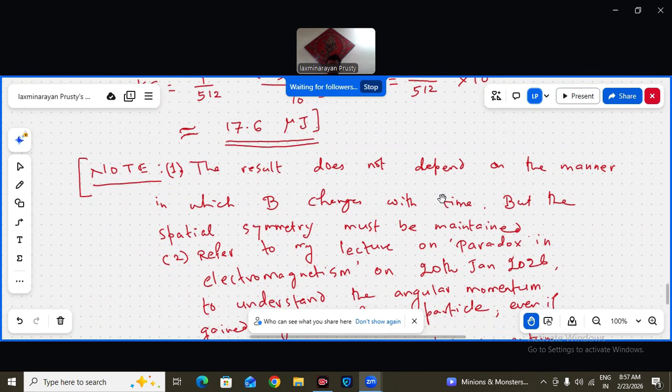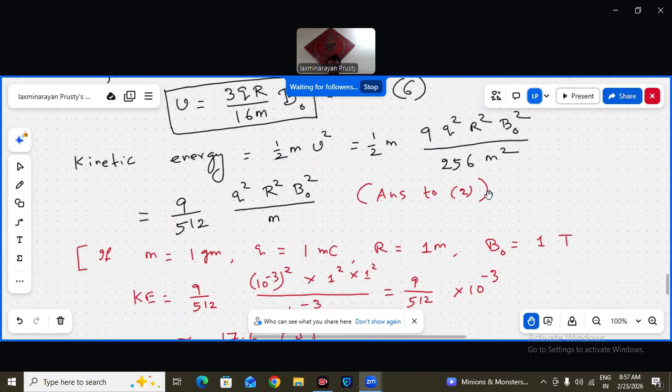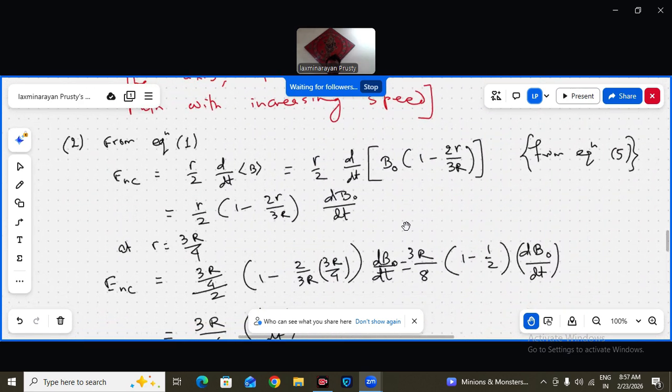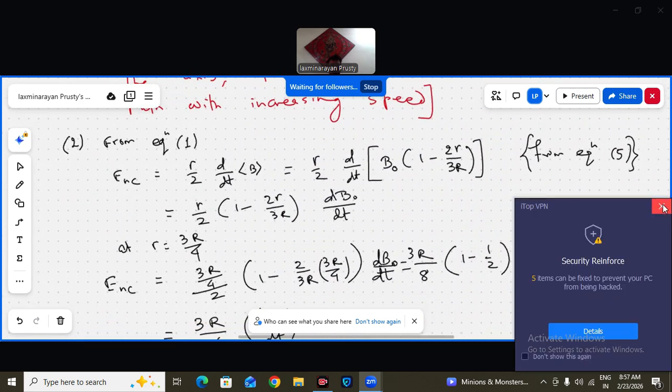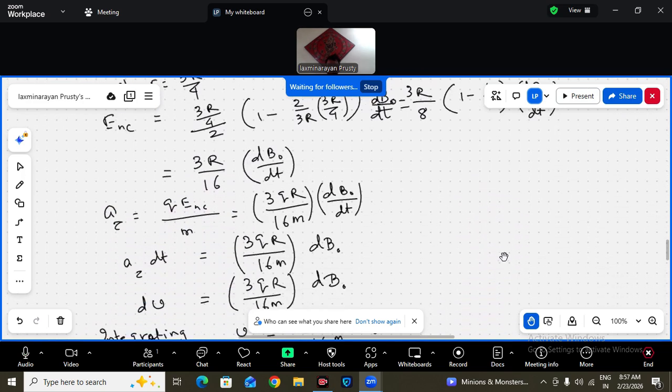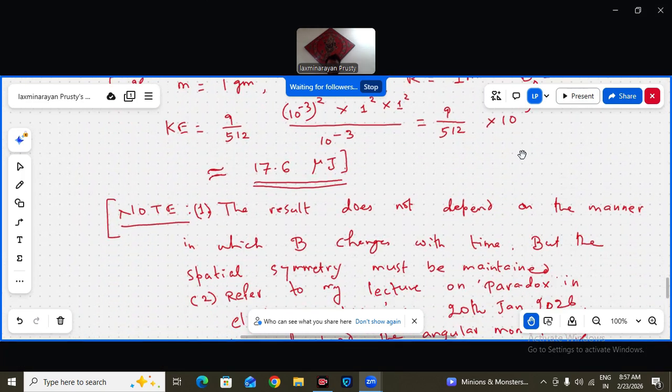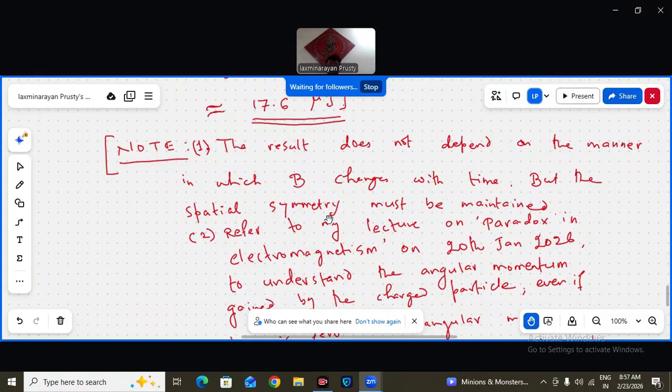So 2 points to note here. The result does not depend on the manner in which B is changing with time. So whether it's linearly changing with time or changing with time in any complex manner, it does not matter, because finally my dt is getting cancelled here. Only the change in B naught is coming into the picture. That's right. But the spatial symmetry must not be compromised. It must be maintained. B can be changing with time in any manner, but the spatial symmetry, that is B naught, B as a function of R, must be maintained every time.